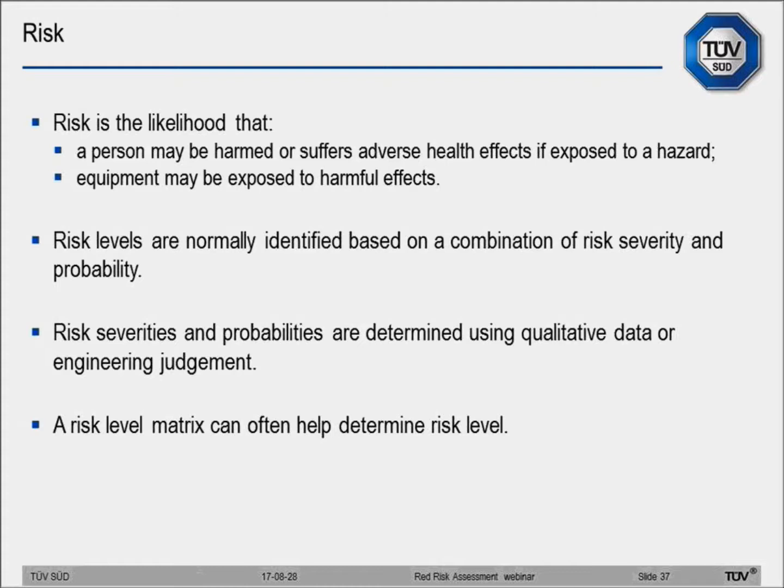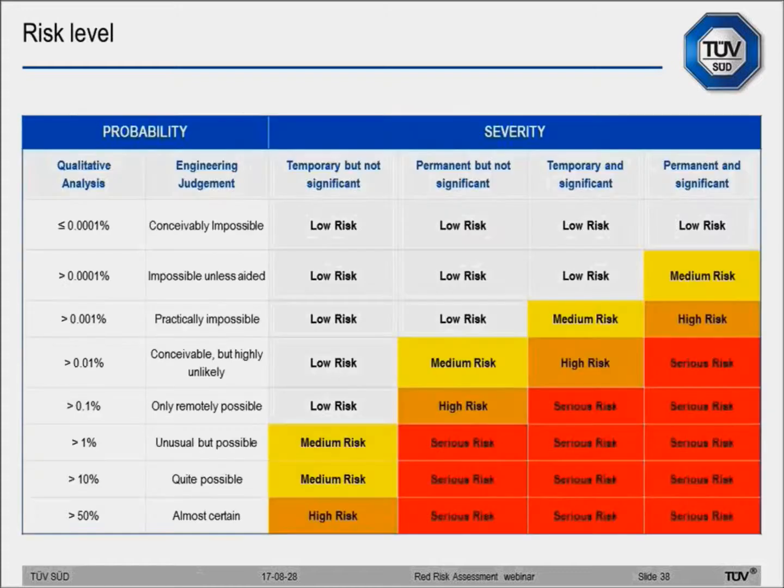Risk levels are normally identified based on a combination of risk severity and probability. Risk severities and probabilities are determined using qualitative data or engineering judgment. A risk level matrix can often help determine the risk level. This is an example of a risk matrix, which is based on EU General Risk Assessment methodology. A reference of this methodology is provided at the end of the presentation.